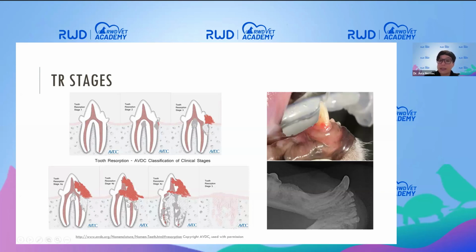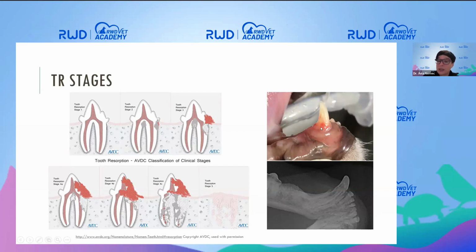And then stage 5 is actually end stage disease, where we can only see some, we call them ghost roots, within the bone, and there is no crown, no obvious dental hard tissues, and the gingiva covering the area is perfectly healthy and non-inflamed pink. These are two examples. Here on the clinical photo, we can see that the third premolar on the mandible is missing. And if we look at the corresponding radiograph, we see ghost roots in this area. So we will diagnose this as a stage 5 tooth resorption lesion.